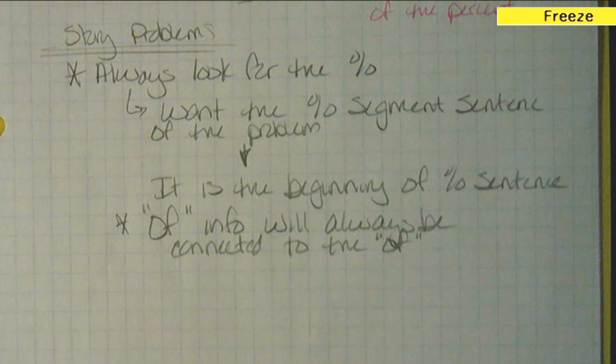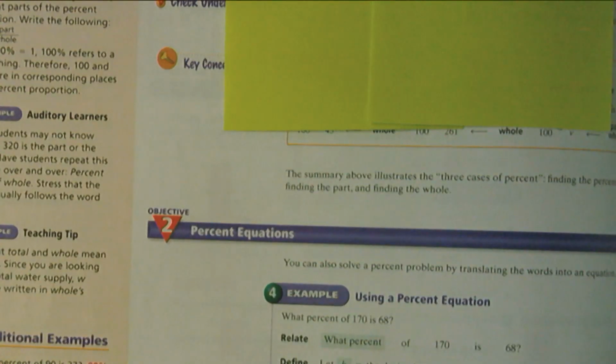All right, so when you're analyzing a story problem, always look at percentage. Find that part of the sentence as a percentage of, because that's the beginning of your percent sentence. The of information will always come right after it. The is information isn't going to be quite as obvious. So once you figure out your percentage and the of information, whatever else is being measured is the is. Okay, so here is the story problem I want you guys doing.